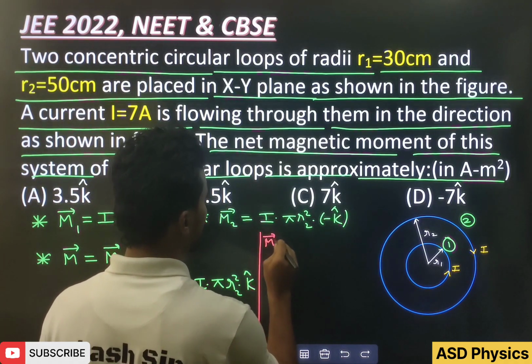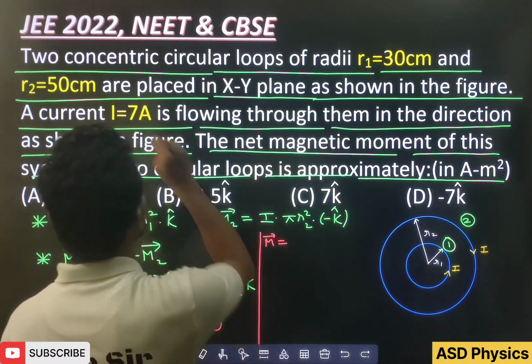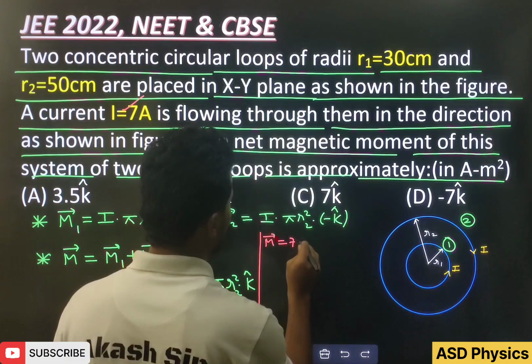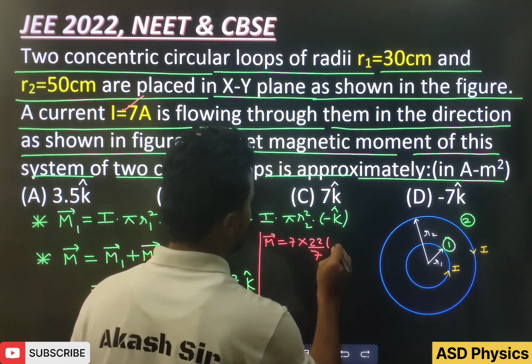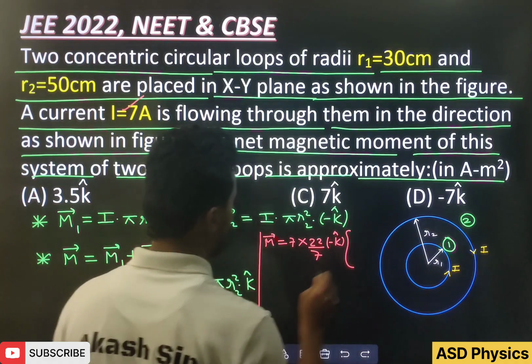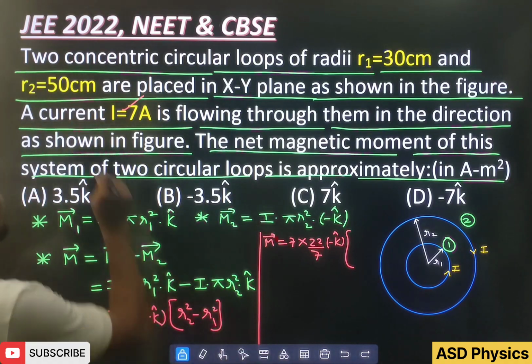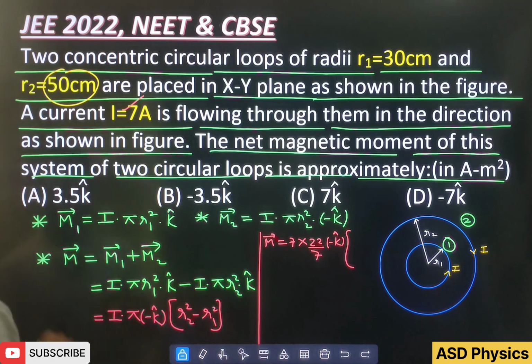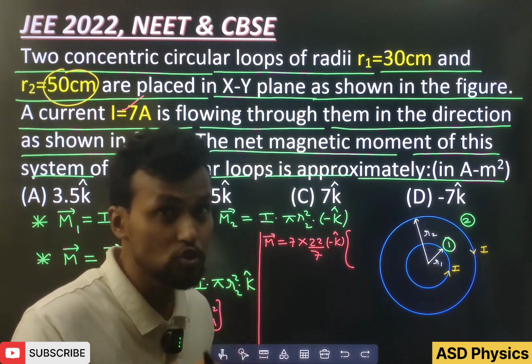So vector M equals what? I value: the current is given here as 7 ampere, so 7. Pi value is given as 22 by 7, into minus k cap. This thing is done. After that, what is R2 square? 50 centimeter, that means 50 by 100. So 0, 0 cancel.